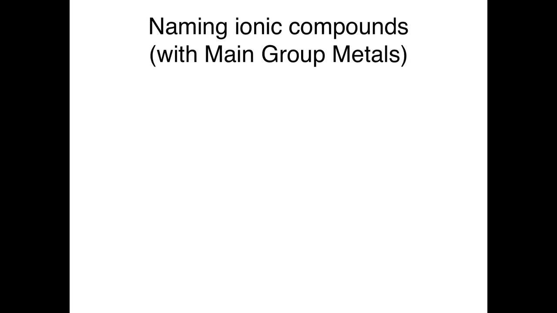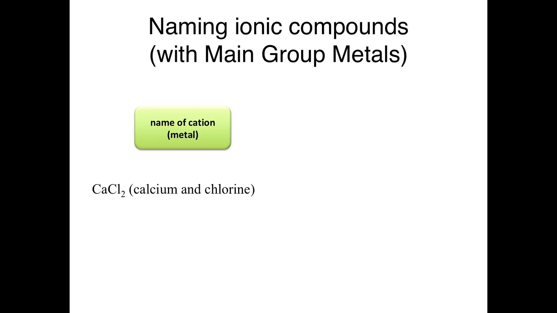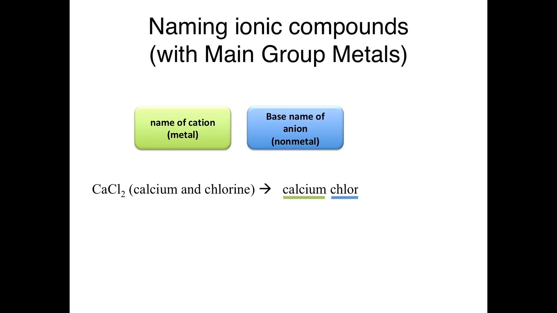Now let's talk about naming the compounds. And we will take the compound formed from calcium and chlorine as our example. The first step in naming the ionic compound is to first name its cation, which is the metal. In this case, which one is our metal? It's the calcium. The next step is to take the base name of the anion. In this case, what's our anion? Chlorine, right? For chlorine, the base name is chlor. You just basically get rid of the last syllable. Lastly, you replace that last syllable with -ide, so chlorine becomes chloride. So the name for this compound is calcium chloride.